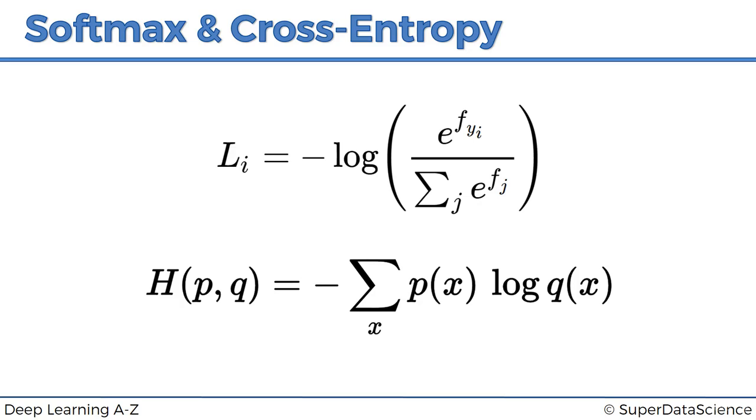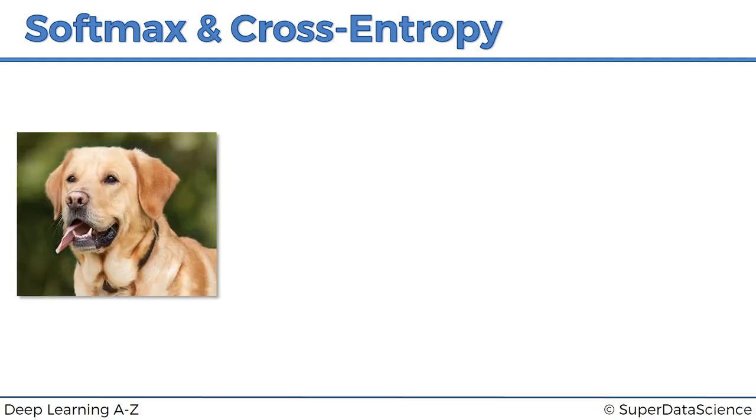And what happens is the loss function is again something that we want to minimize in order to maximize the performance of our network. So let's have a look at a quick example on how this function can be applied. Let's say we've put an image of a dog into our network.